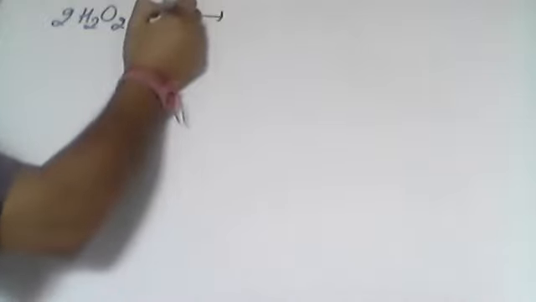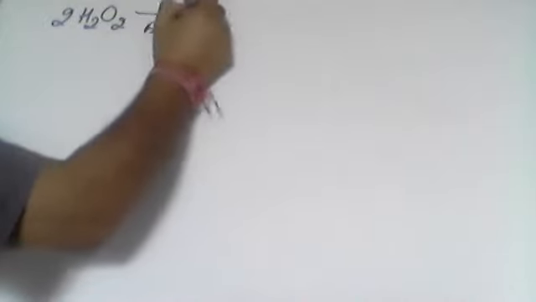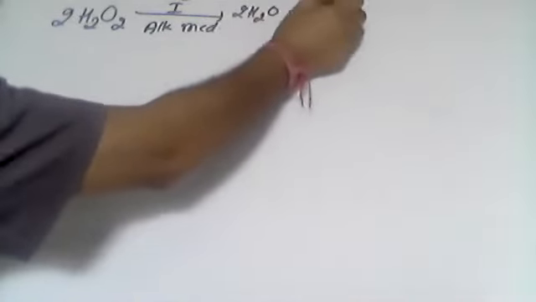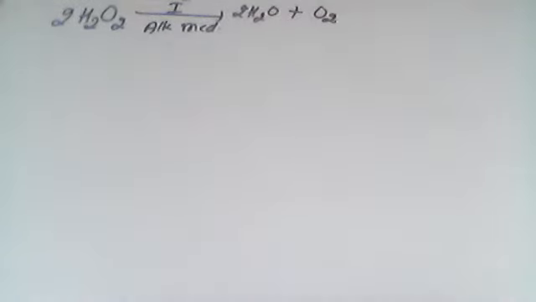The reaction is given to you: H2O2, with I negative, in alkaline medium, gives 2H2O plus O2. In this, the iodide ion, I negative, will act as a catalyst.